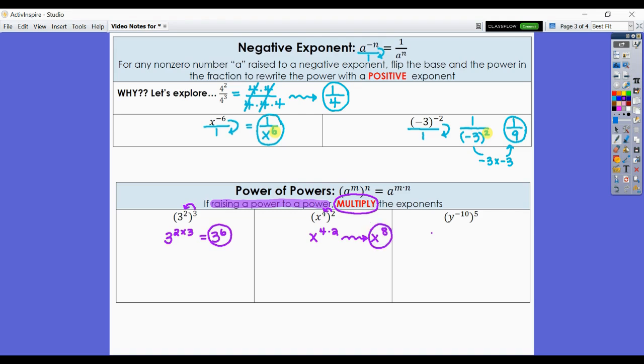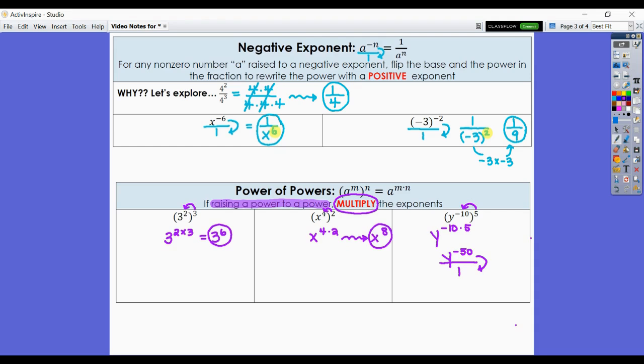Last example here, we again have y to the negative 10th raised to the 5th exponent. You multiply those two exponents together, negative 10 with 5, getting us negative 50 as our exponent on y. Now, we cannot leave a negative exponent in our answer, so we have to use the negative exponent rule we just did by placing y to the negative 50th over 1.